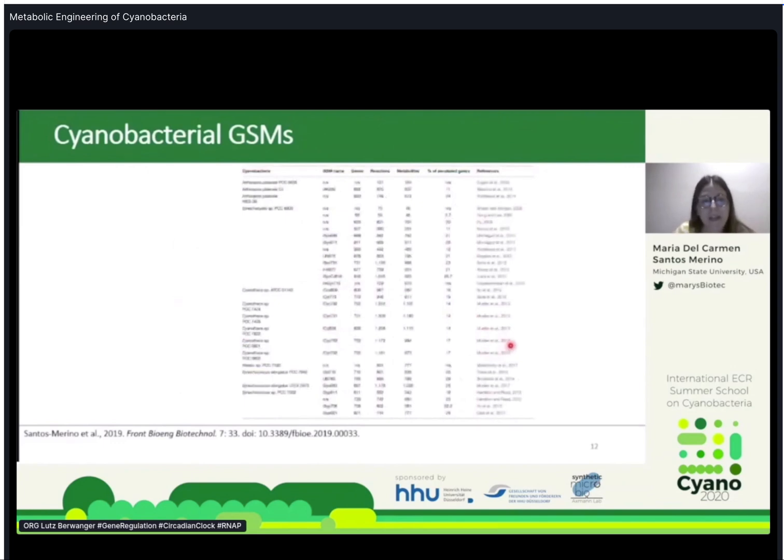In this list, you can see all the cyanobacterial genome scale models that have been developed during many years.